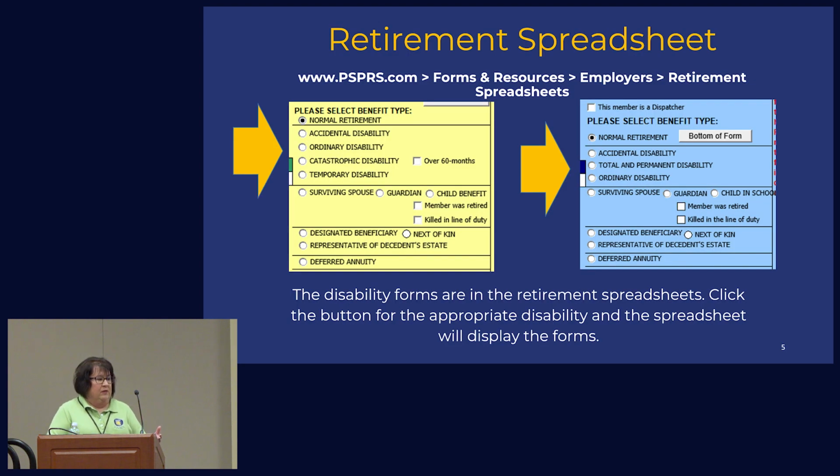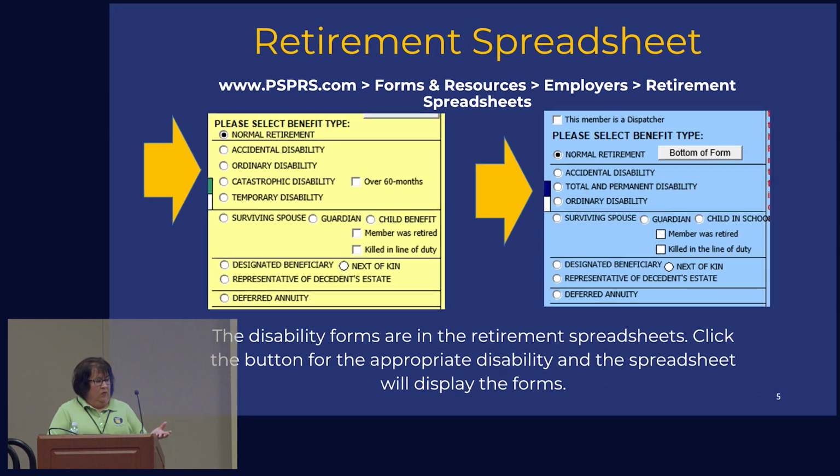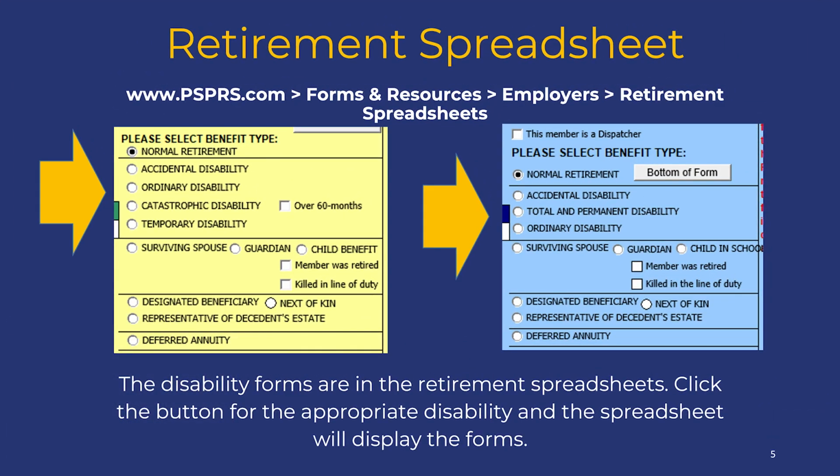The retirement spreadsheets, again, we're still using those, and they are on our website under Forms and Resources, Employers, and Retirement Spreadsheets. That is the only place to find the application for the disabilities. You would click on the button for which type of disability the member would like to make application for, and it should populate all those forms at the bottom of the Excel spreadsheet. If it doesn't, it could have a hiccup. It's old, like me, sorry. It's a matter of clicking on normal retirement again, and then clicking on the disability one that the member wants to make application for.